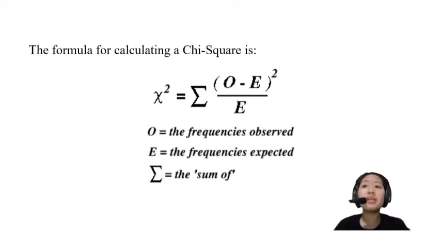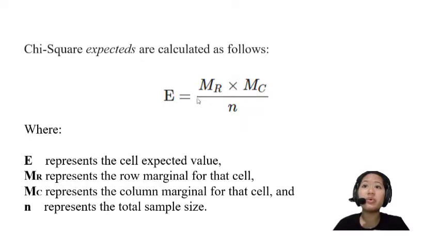Here is the formula for calculating a chi-square. We have the summation of the open parentheses, observed value minus the expected value, close parentheses, squared over the expected value. Before that, we must also calculate the expected value, which is the row marginal times the column marginal over the total sample size.